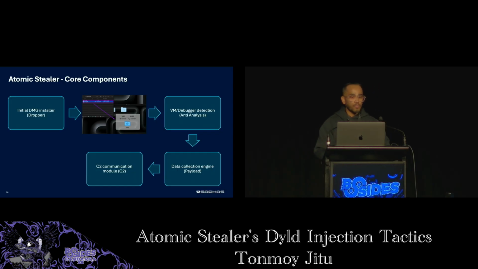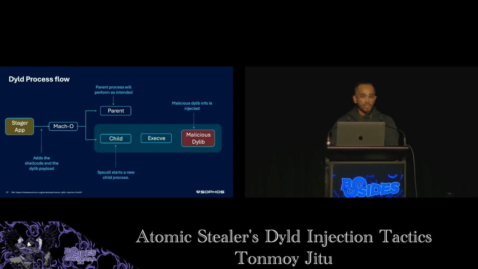For the core components, you have the DMG installer, which acts as a dropper. And if you are running it on your host machine, it would look like this. You will double click on the DMG file, which is the second screenshot. It also performs VM and debugger detection to make sure any anti-analysis techniques are not there. Then it goes into data collection and communicates back to the C2.